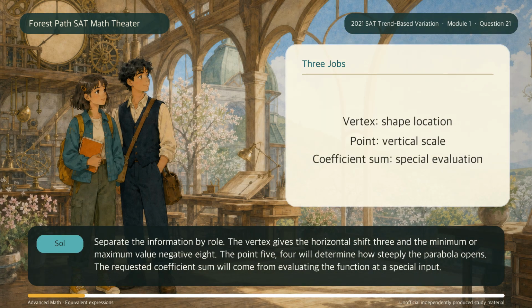Separate the information by role. The vertex gives the horizontal shift 3 and the minimum or maximum value -8. The point (5, 4) will determine how steeply the parabola opens. The requested coefficient sum will come from evaluating the function at a special input.